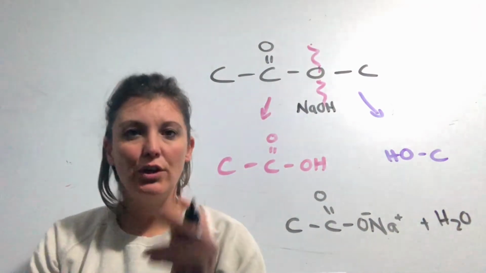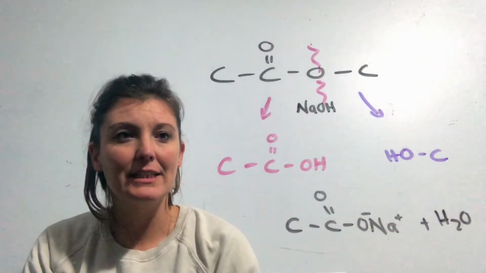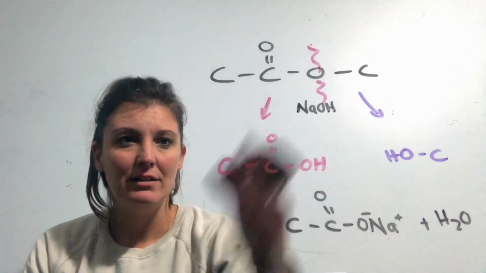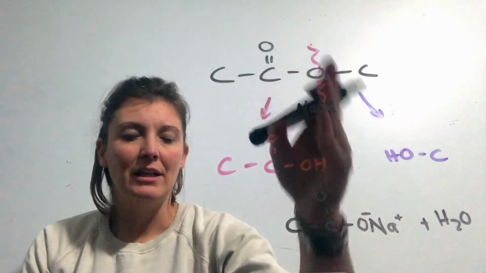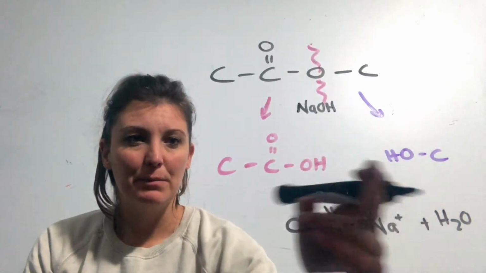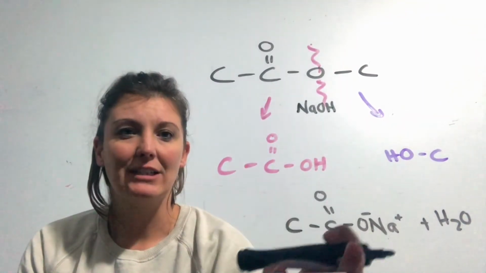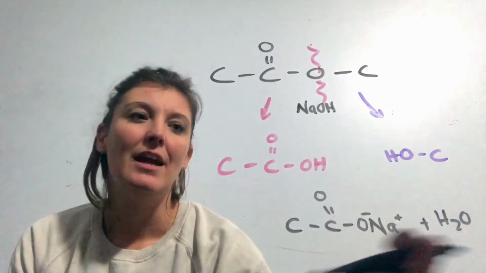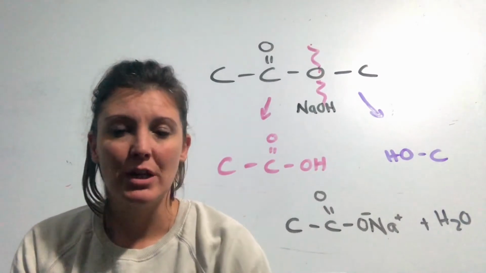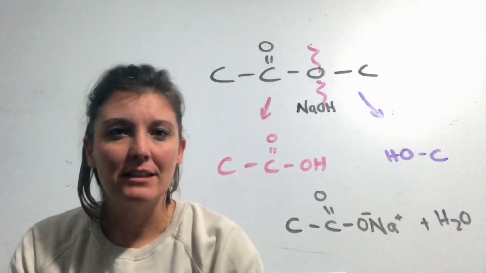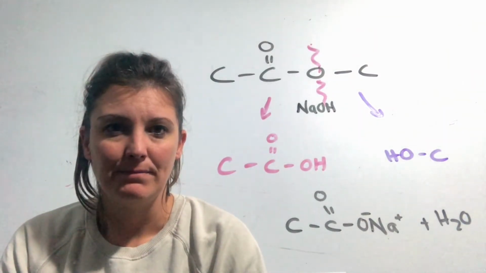Right, so the two different ways of breaking an ester are either with an acid and it goes back to its original state, or with a base and then it breaks up into the acid and the alcohol, but this acid reacts to become a metal salt and water. So a metal salt forms and an alcohol forms when we hydrolyze an ester with a base.